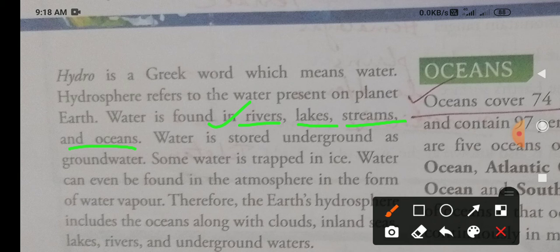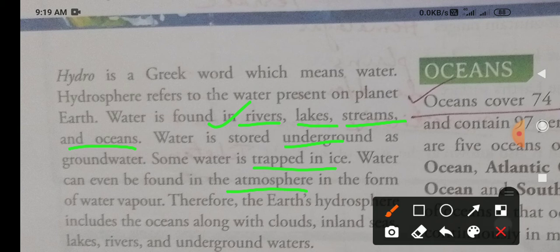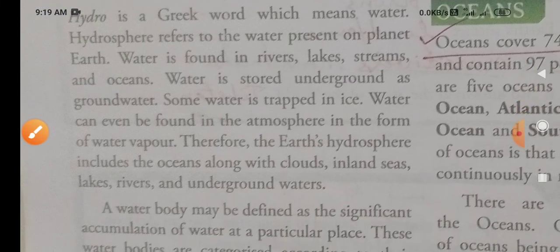Okay, so water is stored underground as groundwater. Some water is trapped in ice, so the ice is also part of your hydrosphere. Water can even be found in the atmosphere. In the air also you can find the water. Atmosphere means what? That is your air, in the form of water vapor. Therefore the earth's hydrosphere includes the ocean along with clouds, inland seas, lakes, rivers, and underground water.